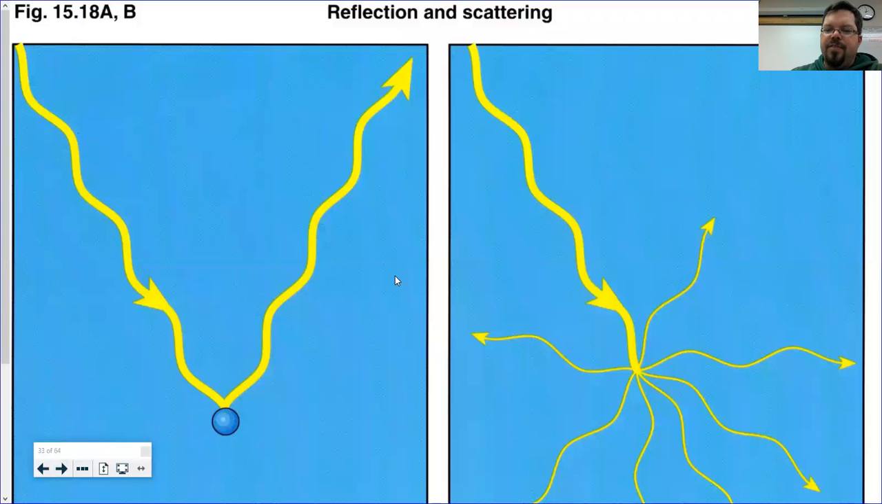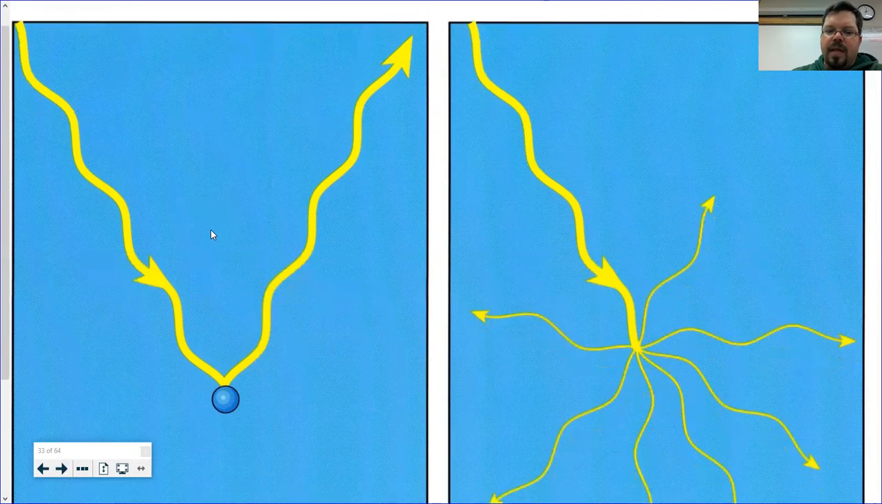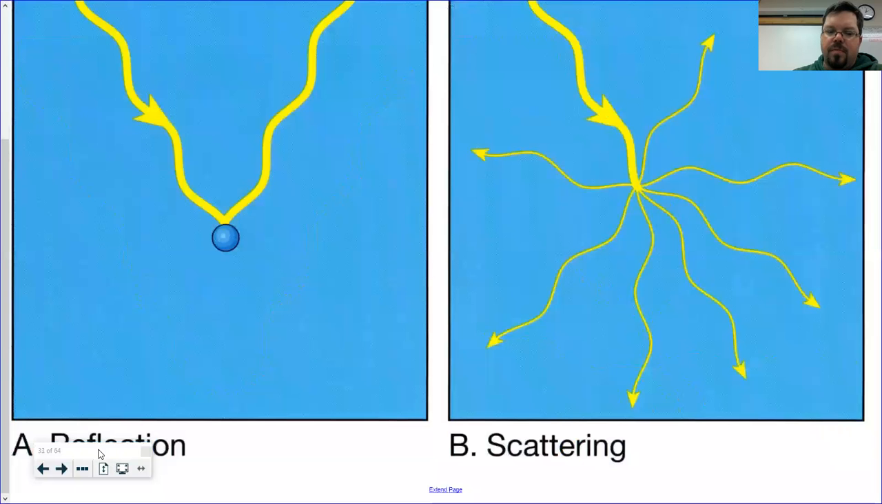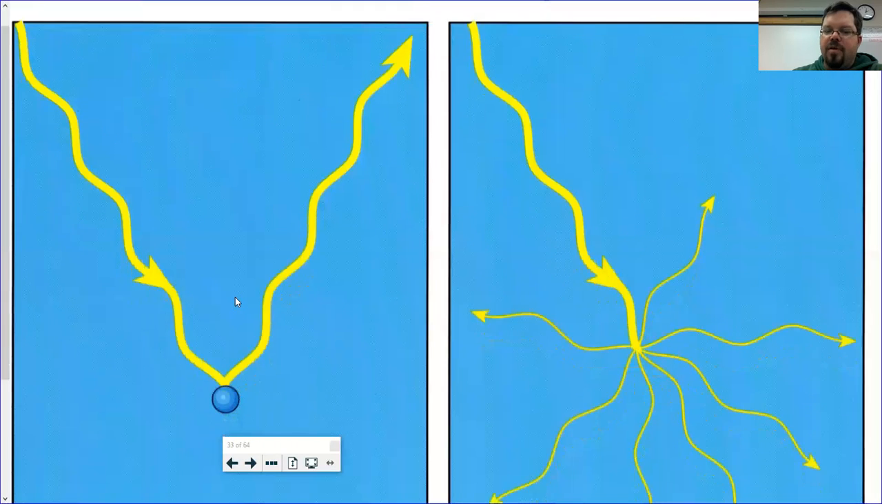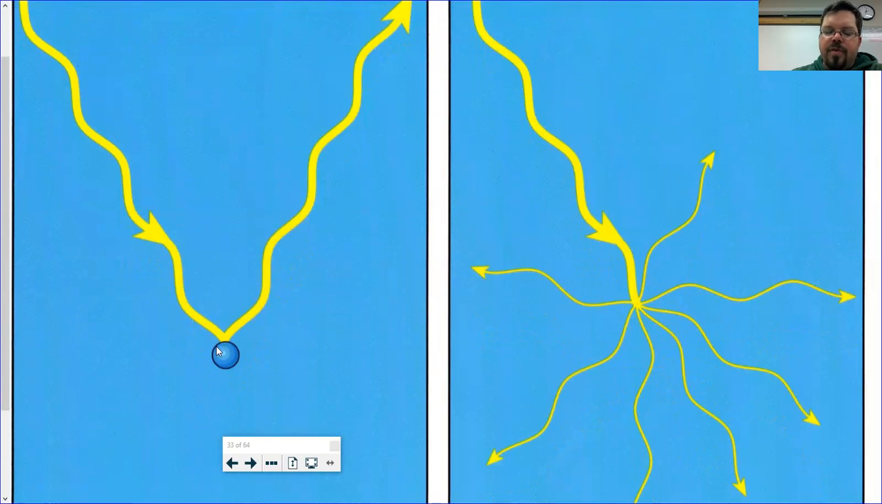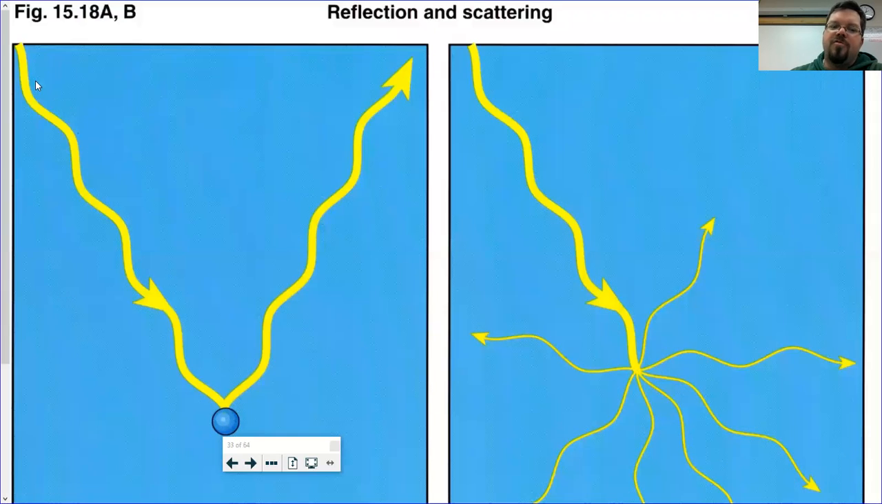So this is an image to demonstrate reflection versus scattering. On the left is an example of reflection. Imagine here's a molecule of gas in our air that does not allow the transmittance of radiation. Here's this electromagnetic wave, solar radiation, coming in. It directly impacts that particle at some angle, and then it reflects back off at the same angle, and it possesses the same amount of energy.